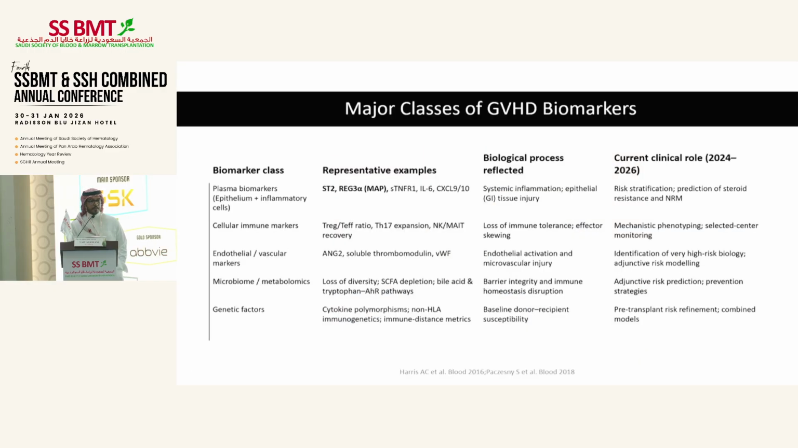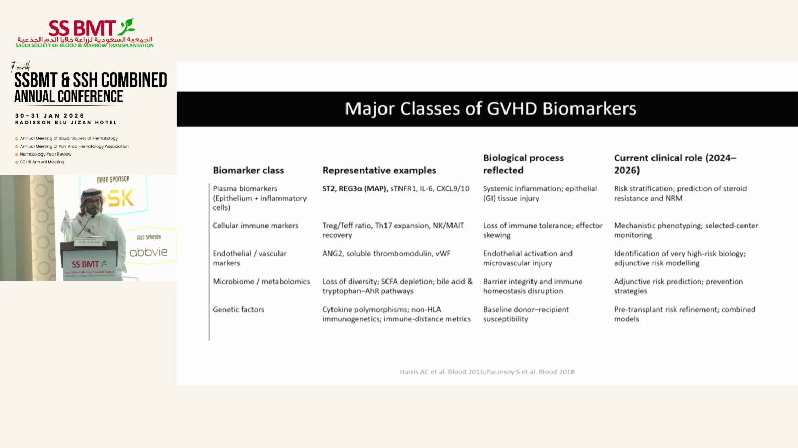So based on that cartoon, we can classify the GVHD biomarkers into 5 major classes. The first one is the plasma biomarkers, which include the epithelium, as I showed you in the previous slide, and the inflammatory cells. The representative examples are the two important biomarkers which constitute what we now call the MAGIC algorithm probability, which I'll discuss in the next slides. Those are the two important biomarkers to know about, the ST2 and the REG3a.